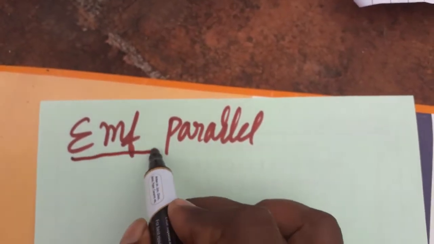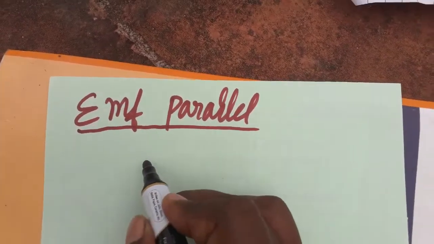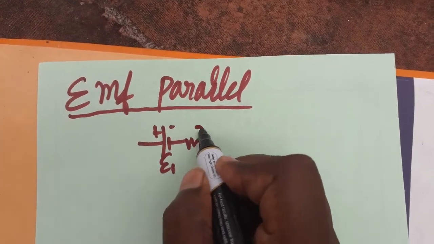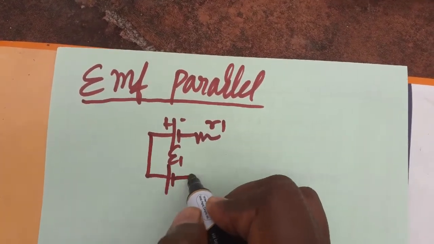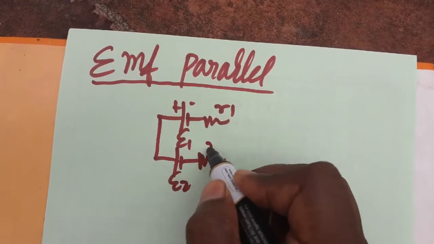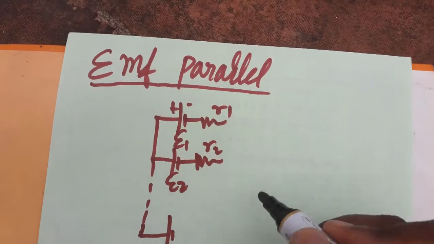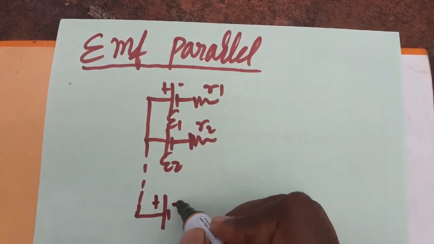Students, in this video we are going to discuss EMFs connected in parallel. Consider EMF 1 with internal resistance 1, EMF 2 with internal resistance 2, and so on, all identical. It goes up to M numbers, because for series you take N, and for parallel you take M.